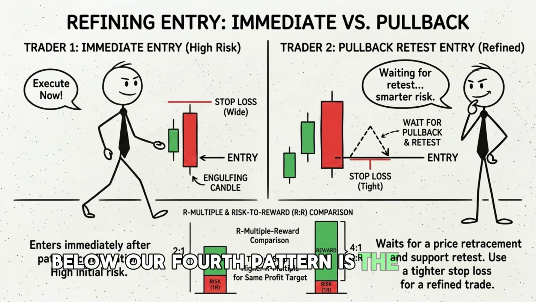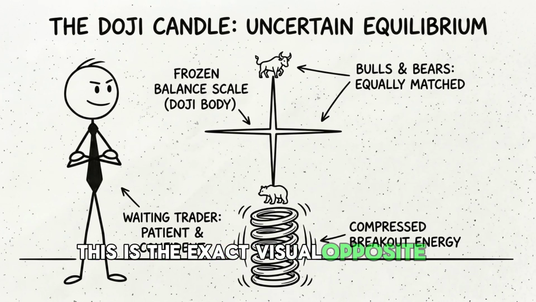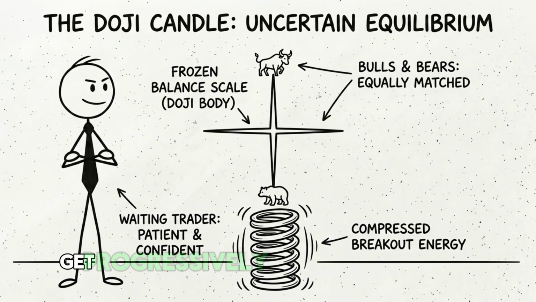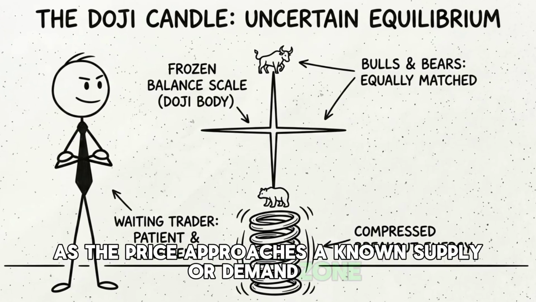Our fourth pattern is the elegant shrinking candles formation. This is the exact visual opposite of momentum. It refers to a sequence where the real bodies of the candles get progressively smaller and smaller as the price approaches a known supply or demand zone.